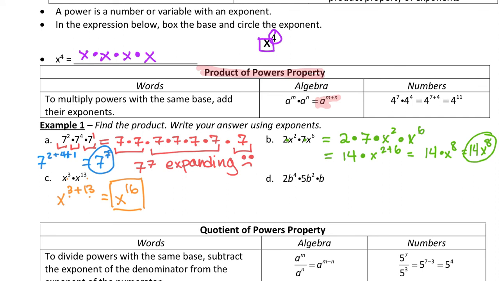And finally, the challenge one, please try D on your own. So did you remember that hidden 1 on that last one? In this case, we're going to get 10, and then 4 plus 2 plus 1 would give me 7.